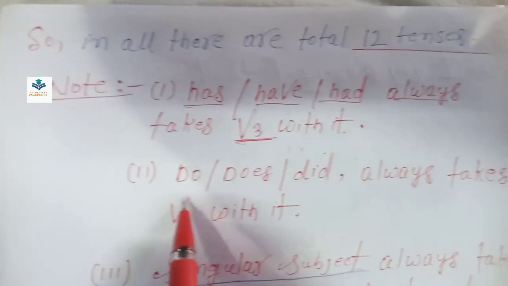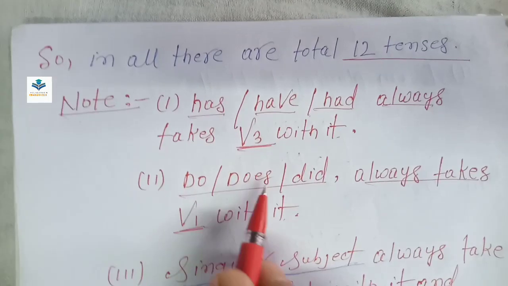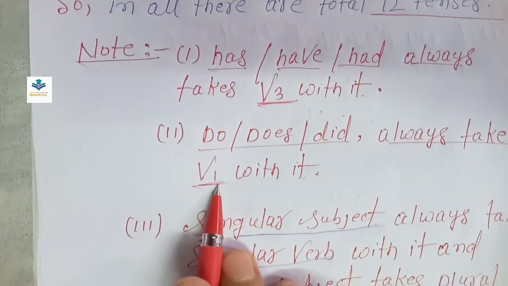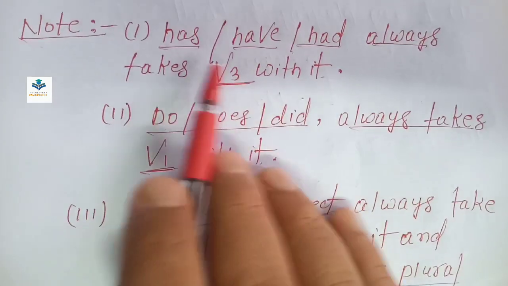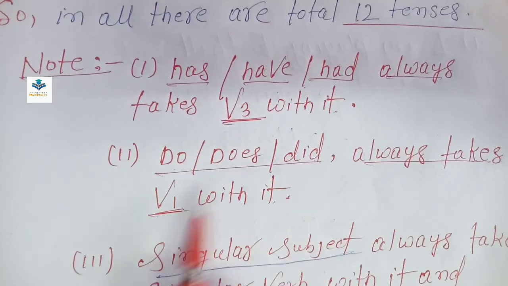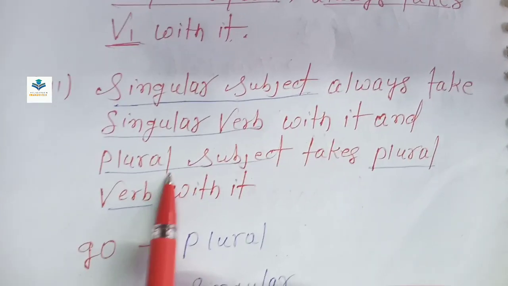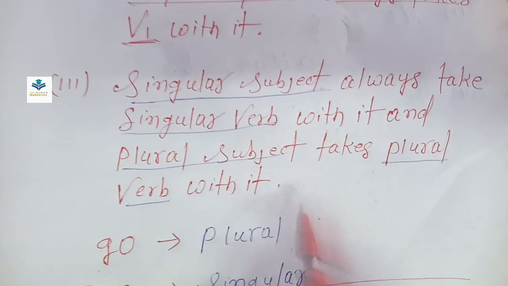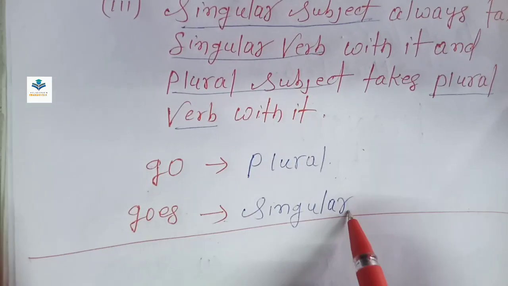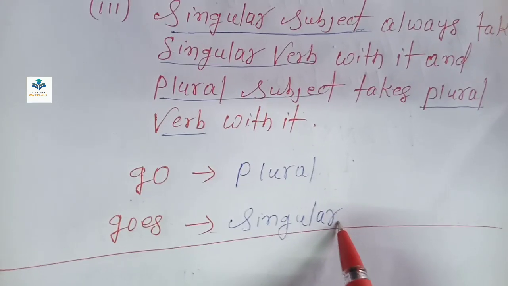Okay, like that, do, does, did always take V1 with it. So after do or does or did in a sentence, we always write V1. Okay, so is it clear to everyone that after has, have, had, we always write V3, and after do, does, did in a sentence we always write V1. So these 2 points are very important before learning tense. Like that, you should also remember one thing: singular subject always takes singular verb with it, and plural subject takes plural verb with it. Like go is a plural verb and goes is a singular verb. So as I had told in my last class that we make plural of verbs by adding s or es.